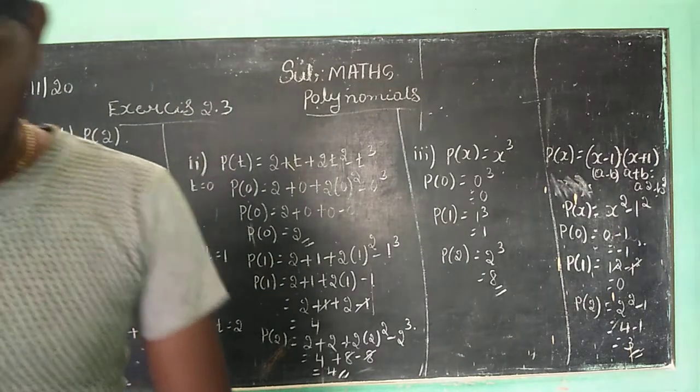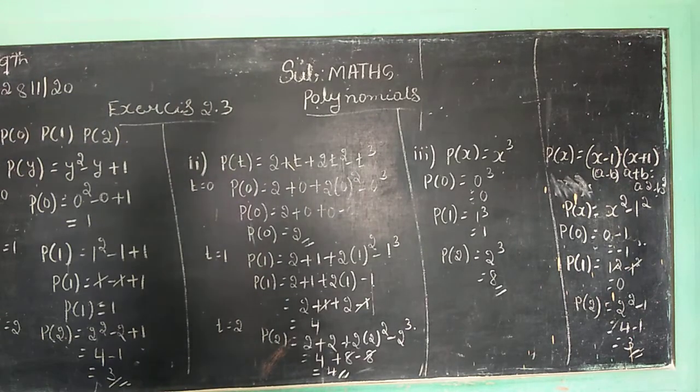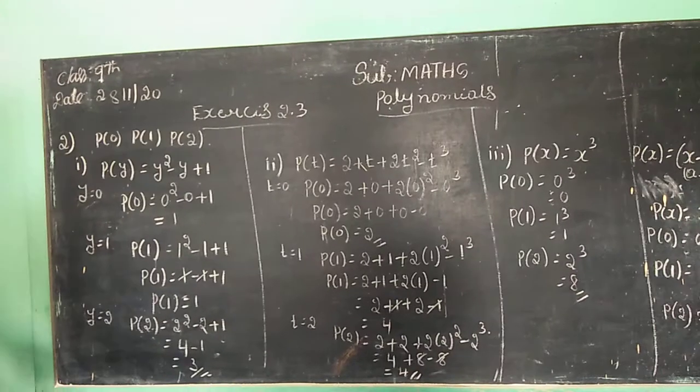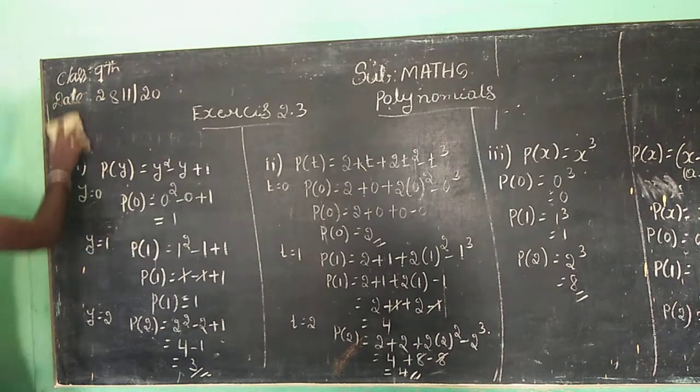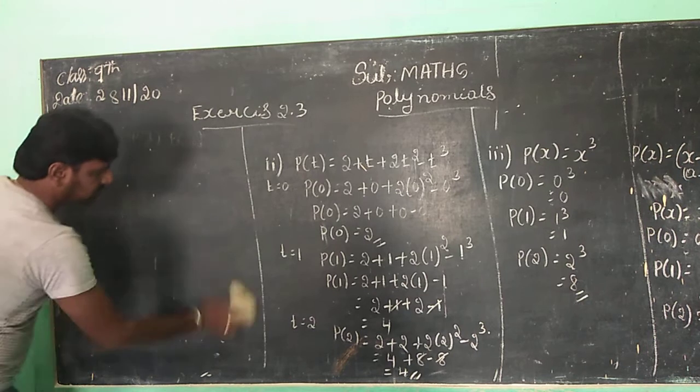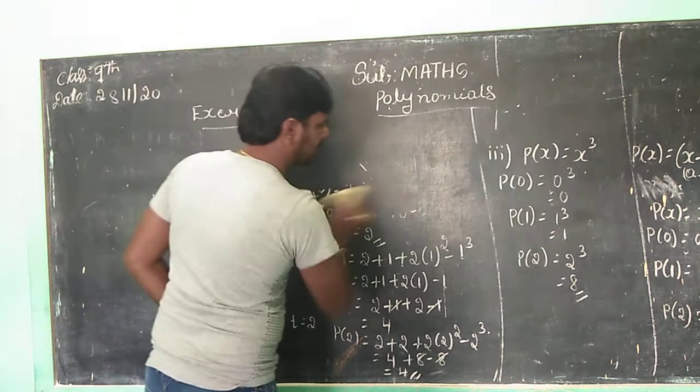Okay children. Next we go to the third way, children. Shall I rub this one? Okay children. Thank you. Next we take the third way. What is the third line, children?